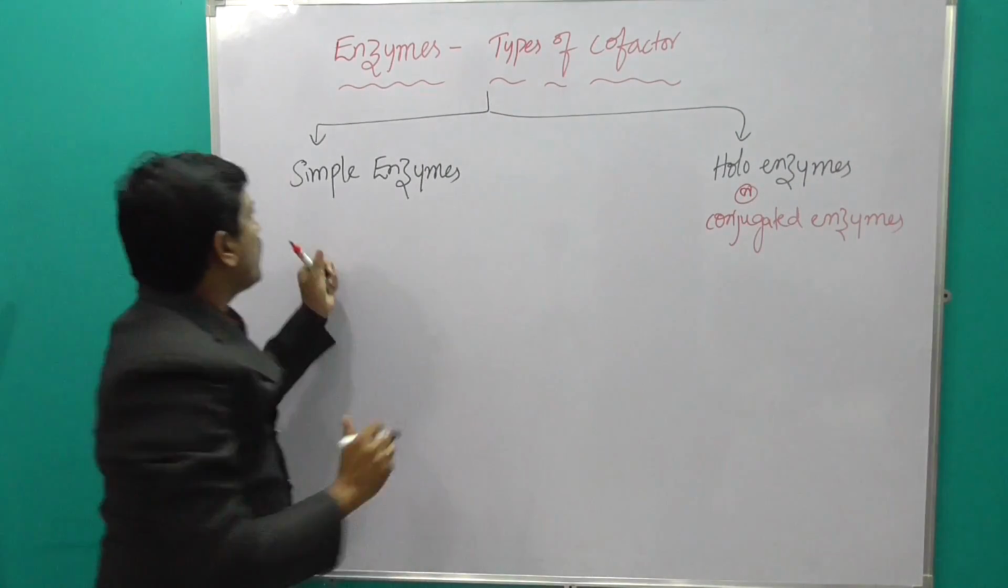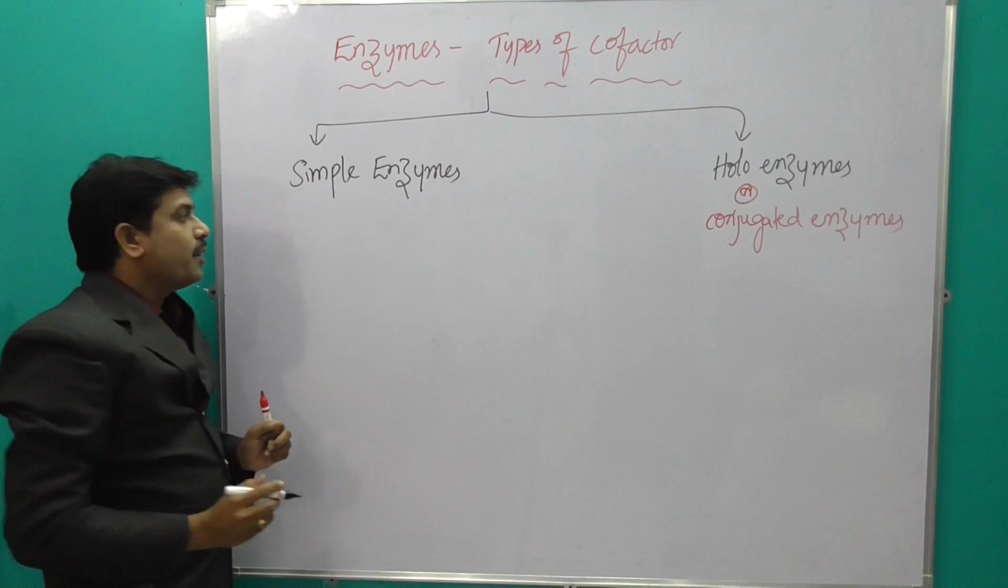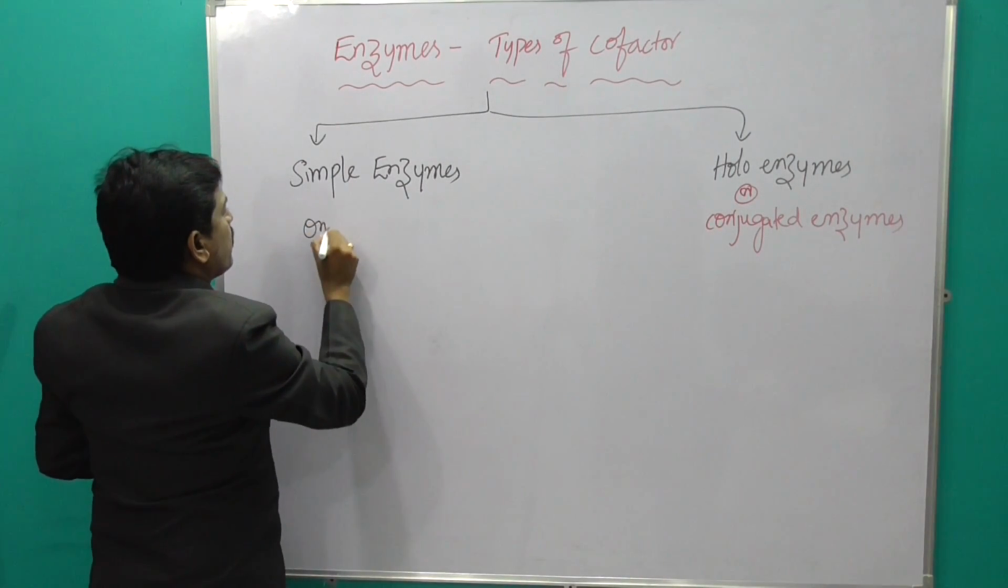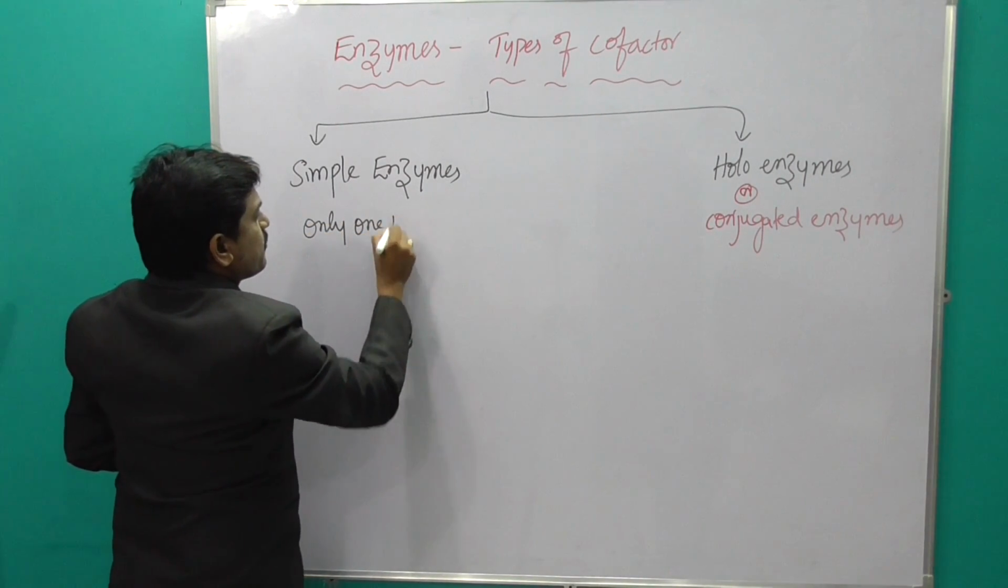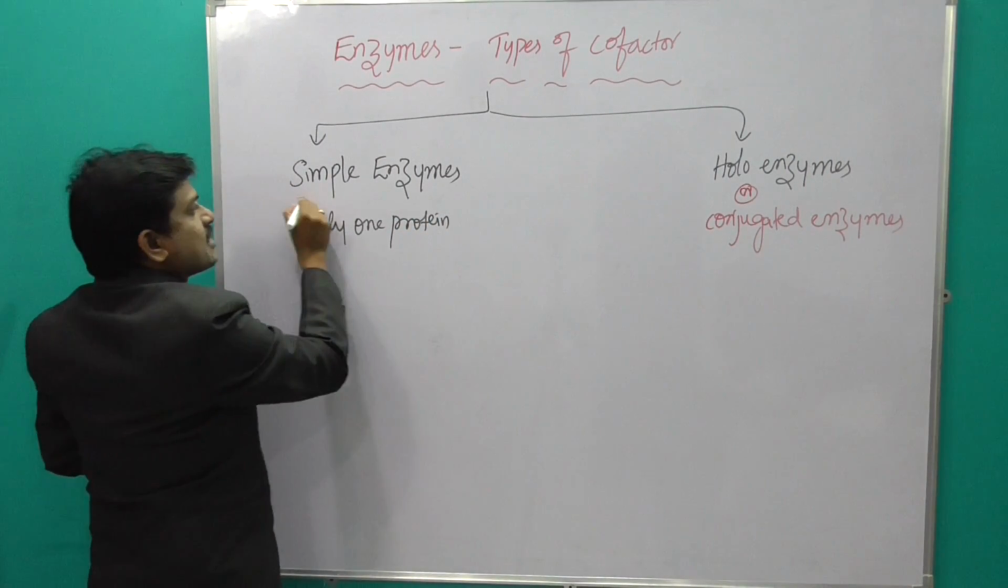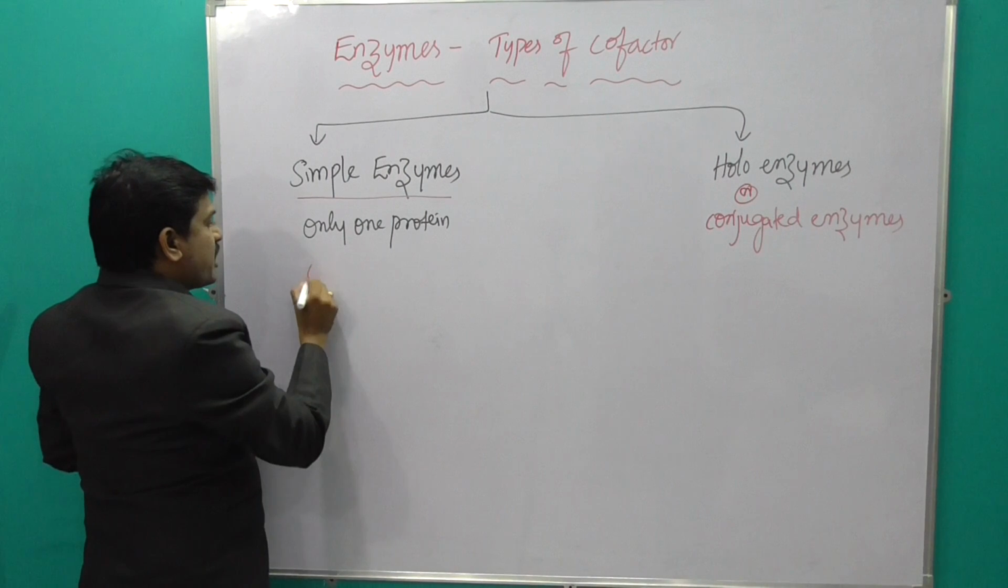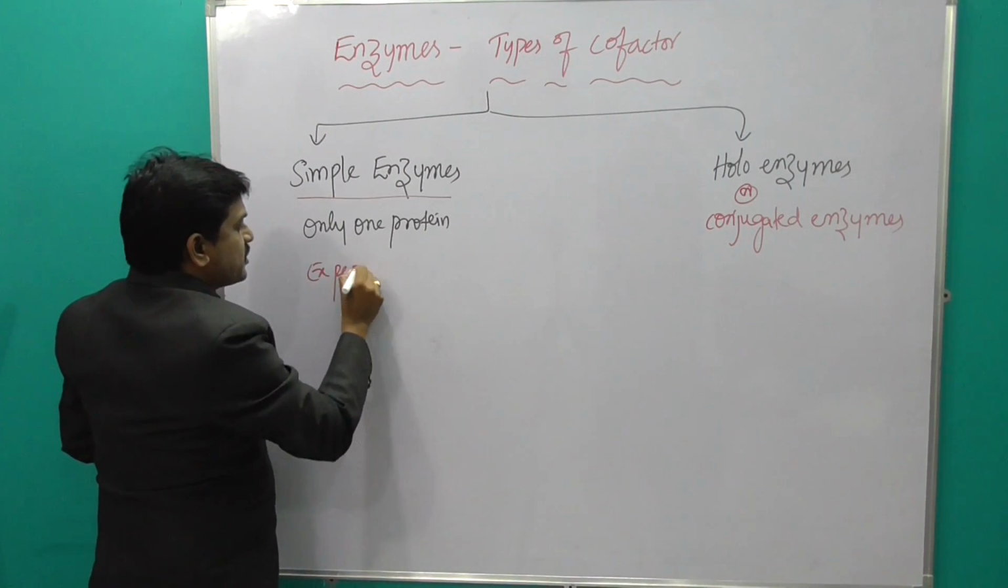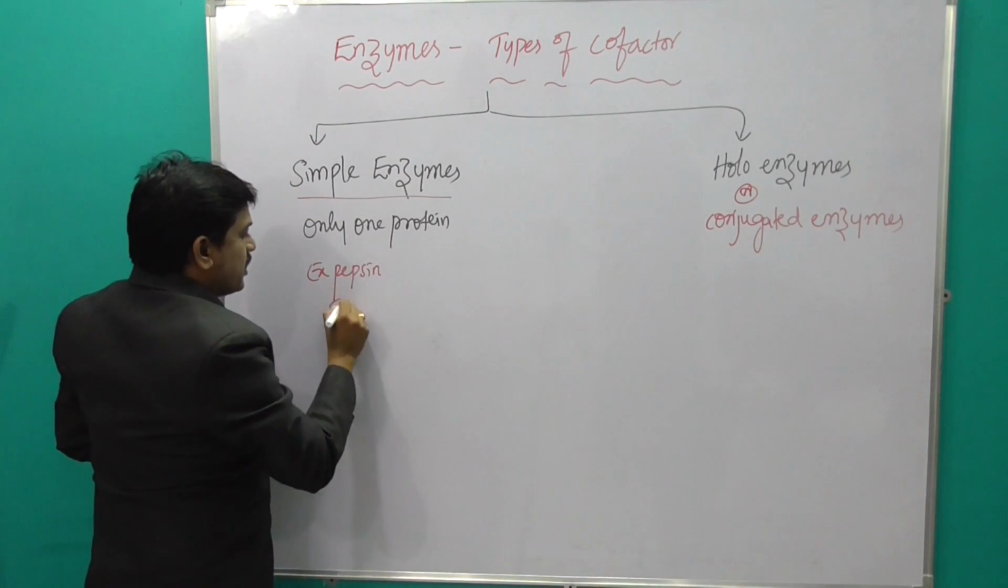What is meant by a simple enzyme? It contains only one protein. When only one protein is present, it is called a simple enzyme. The best examples are pepsin and trypsin.